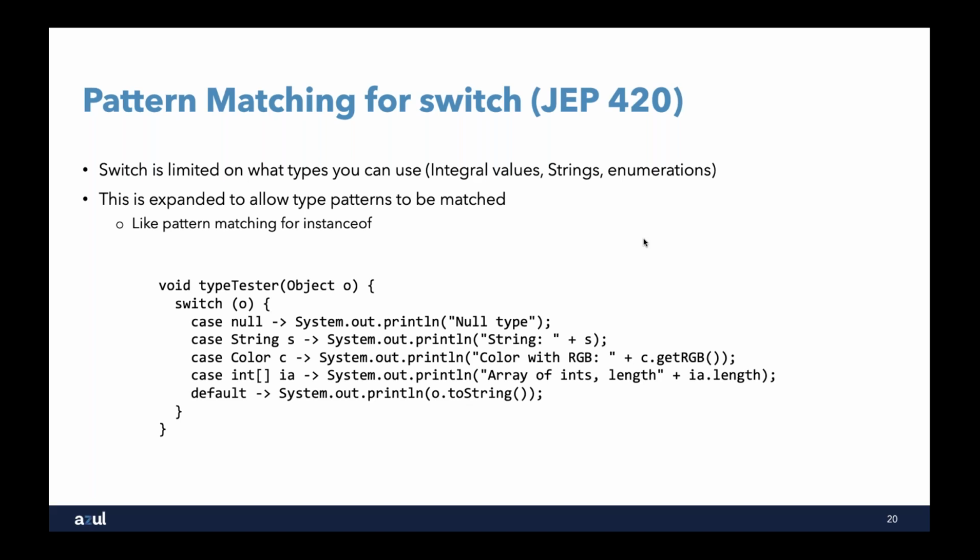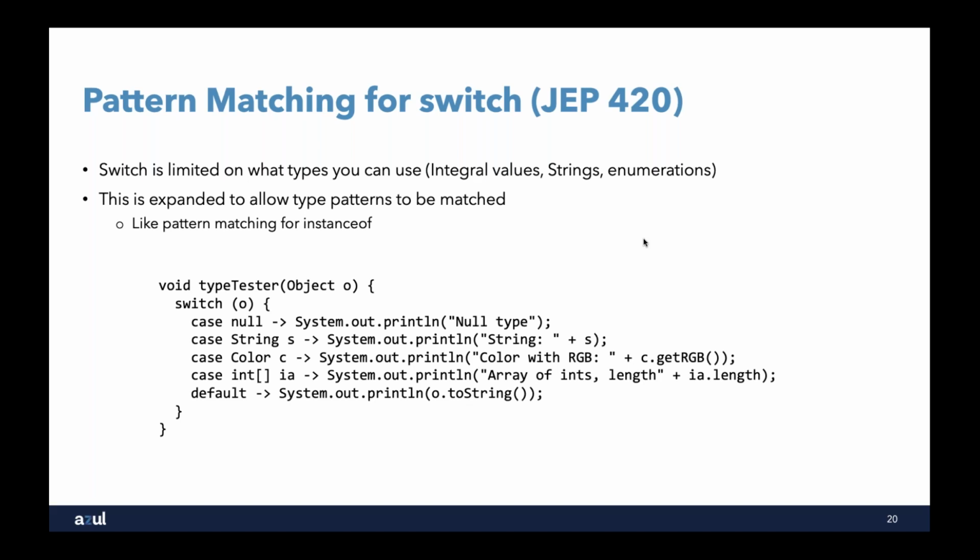So there isn't any point in having a variable for it because it doesn't vary. So then we can print out we've got a null type. We can have a specific type of string, and that will have a pattern variable, S, which we can use on the right-hand side of our arrow operator, and we can manipulate that and use it as a string. So we can print out the value of the string. Same with color. We have a pattern variable C. We can dereference that and say, get RGB to get the values of that and print those out.